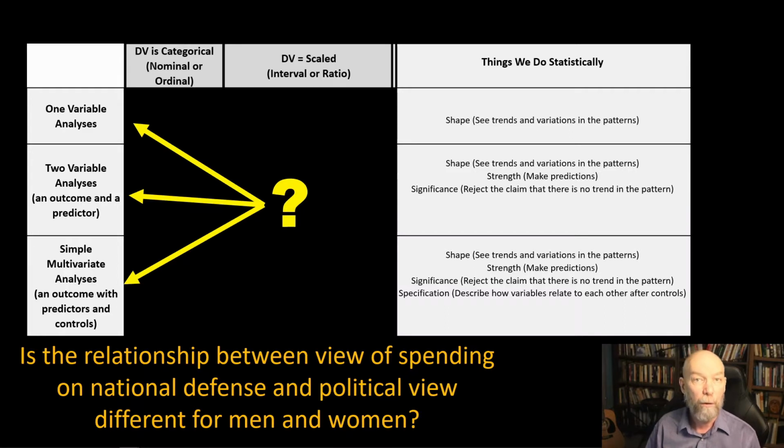This is more than a two-variable analysis, because I'm not saying, as I did in the crosstabs video, how does this independent variable relate to view of spending on national defense, and then how does this other independent variable relate to view of spending on national defense. In this circumstance, I'm saying, is the relationship between the dependent variable, which is the participant's view of spending on national defense, related to political view, liberal to conservative, and how does that relationship look within the categories of a third variable? In this case, I'm using a very simple control variable of biological sex.